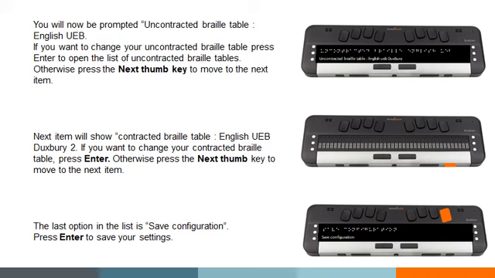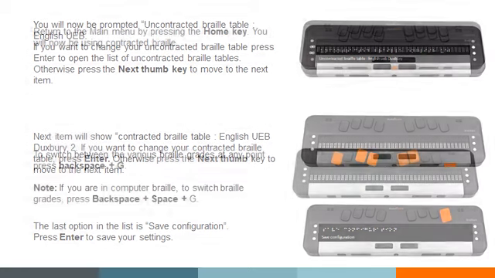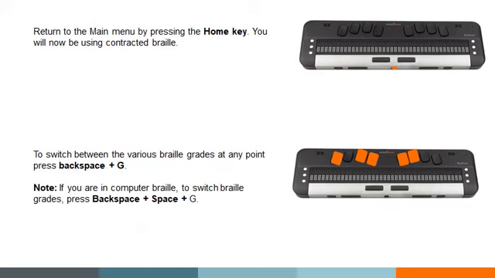Now, the last option in this list, if I press my next thumb key, is the save configuration. So I'm going to press enter on save configuration. My unit will save the configuration. And now if I tap my home button and return to the main menu, you will notice that the word terminal, which is the first option in my main menu, is going to have the ER sign contracted because I've switched this to a contracted Braille table. I've switched it to use that as my preferred Braille table.